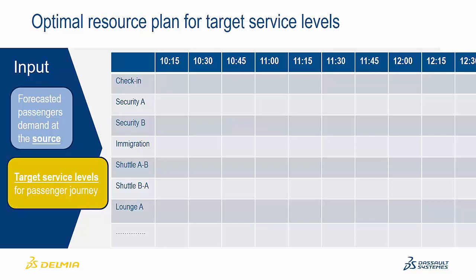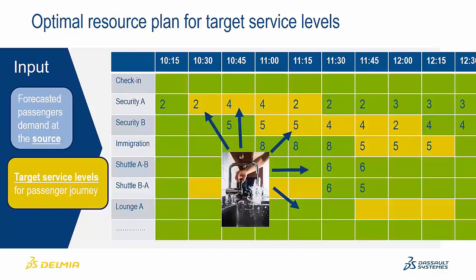Could be within 1 hour, each passenger journey should be completed, so it should be all the touch points. Could also be more a point-based target service level. For example, I don't want to have longer waiting times at security than 10 minutes. And then the flow model could come up with an optimized resource plan that adheres to this target service level. So in the end, by looking at all the different resources, it tries to optimize the passenger flow.